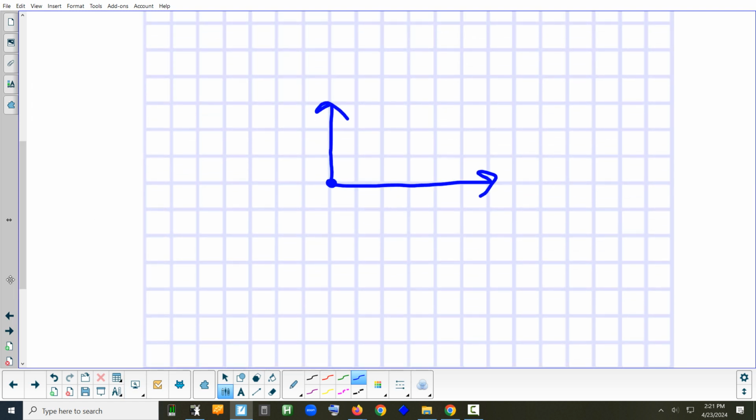How would you write down this first vector in terms of i's and j's? How many i's does it have? 6. 1, 2, 3, 4, 6i. How many j's? 0. It doesn't go up and down at all. Okay, let's do this one. How many i's does this vertical one have? No i's. How many j's? 3j.